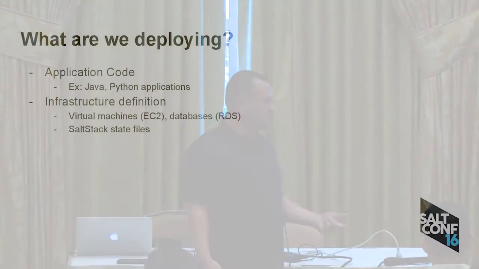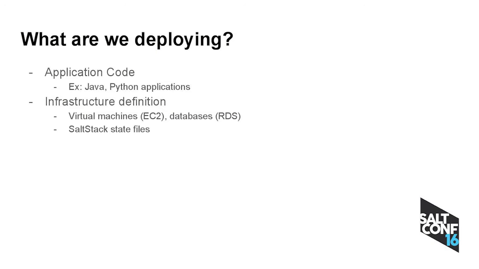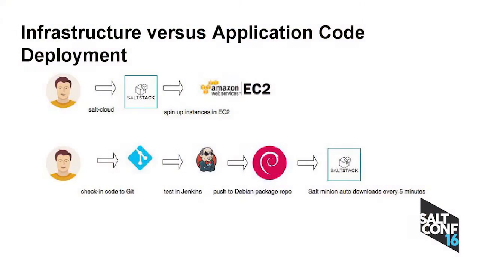So what are we deploying? We're deploying application code, which is Java, Python, whatever else that we have. And we're deploying infrastructure, and we're doing both as code. So what's the difference between them? With infrastructure, we use Salt Cloud. How many of you here have used Salt Cloud? Raise your hand, please. Okay, not many. Salt Cloud is really awesome. It abstracts out deploying to a cloud like DigitalOcean or Amazon or Rackspace or whatever you have. So the state files just define the infrastructure, and then they spin up the infrastructure.